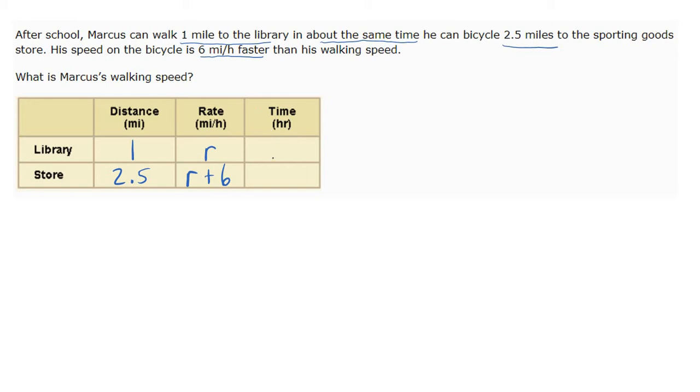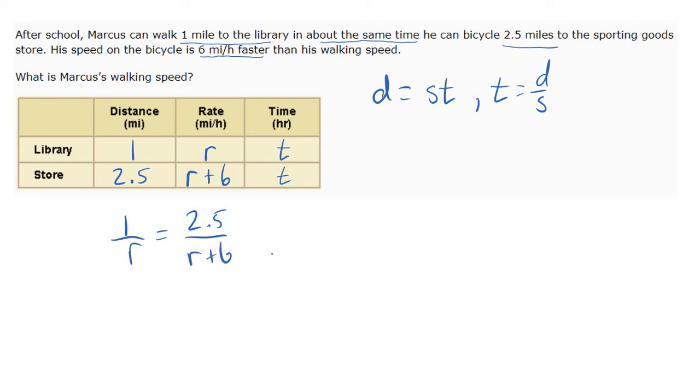What's his time? Well, we don't know. But here's what we do know: it's exactly the same for each one, okay? So if I use this equation, distance equals speed times time, and I rearrange it, time equals distance over speed. Well, I know this time and this time are the same, so I'm going to basically create two equations. So distance over speed for the library would be 1 over R, and that equals distance over speed for the store, which is 2.5 over R plus 6. Notice how we just created a little problem where we can cross multiply and solve.